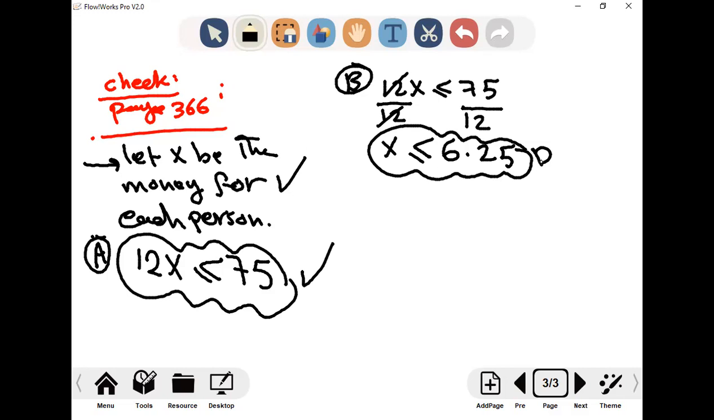Does the question ask me to graph it? No. Part A, they want me to find the inequality. Part B, they want me to solve the inequality and find the solution. Part C, they want me to interpret the solution only. Do you understand it? Thank you.